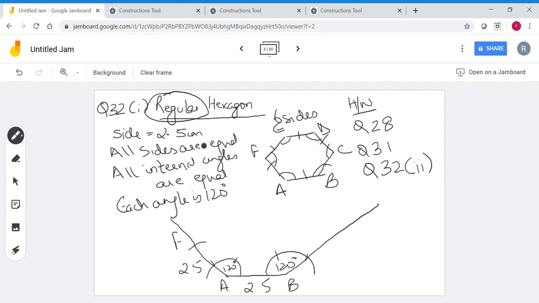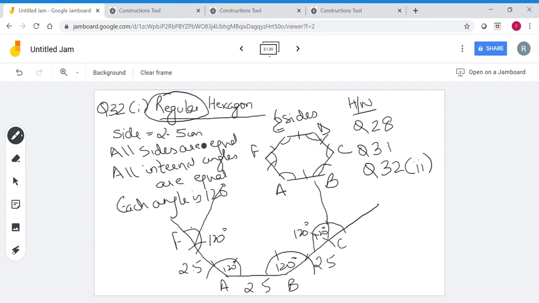Next, the length of BC is also 2.5. So I keep my compass here, measure 2.5, and this gives me my point C. Next, what is the angle at C? Well, the angle at C is 120 degrees. So I make a 120 degree angle. Again, what's the angle at F? 120 degrees. So I make an angle at F of 120 degrees.